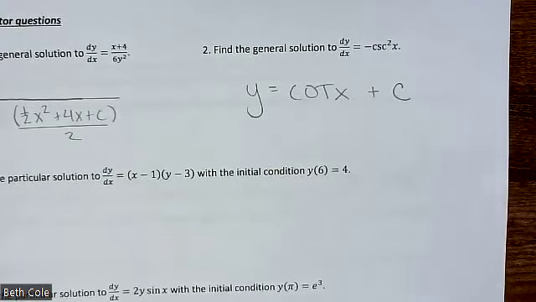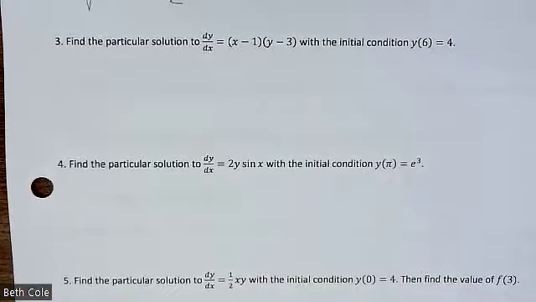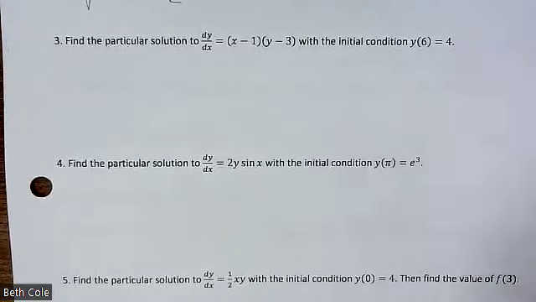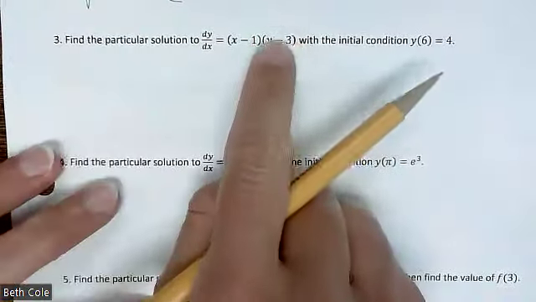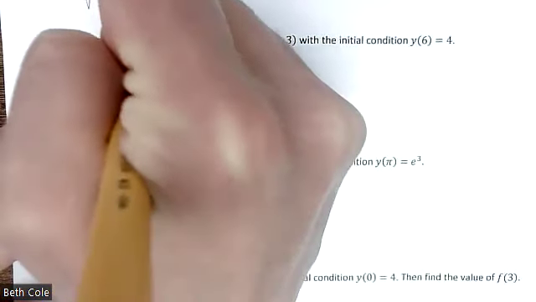All right, so it's a simple problem. There's no work to it, but you have to know them. All right, this is find the particular solution with this initial condition. So first thing, we're going to divide over the y minus 3. So that moves to the other side.